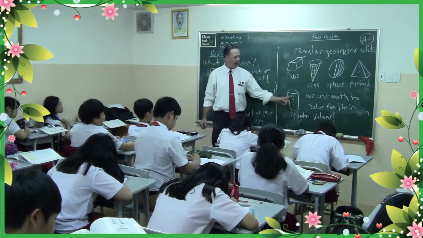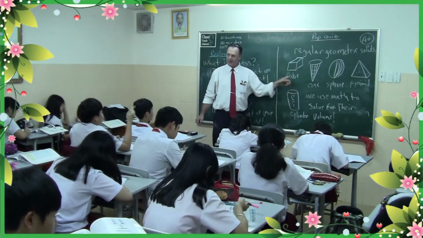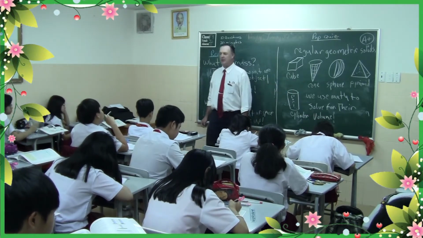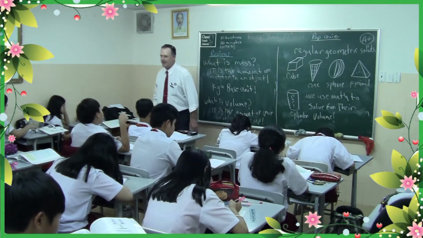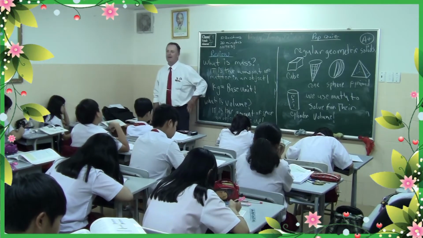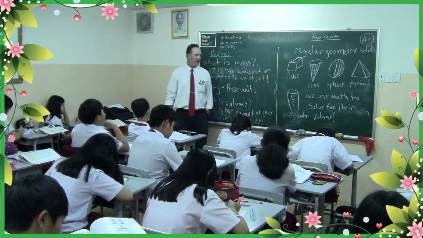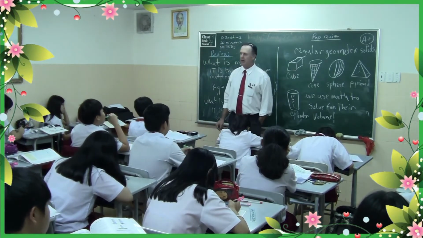How would you do it? Height and then the circle. Yeah, we would use the radius, pi, and its length or height, whatever you want to call it. Right on. What's the one we forgot to do?